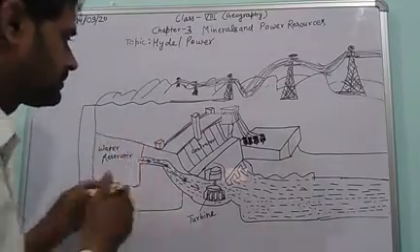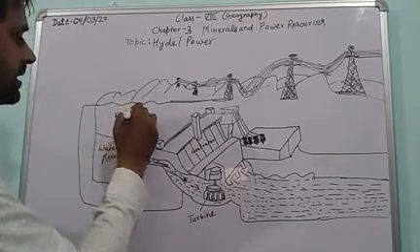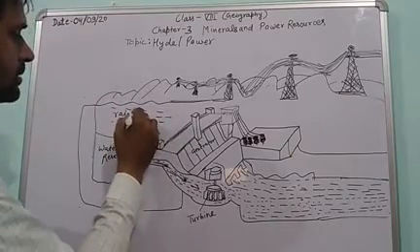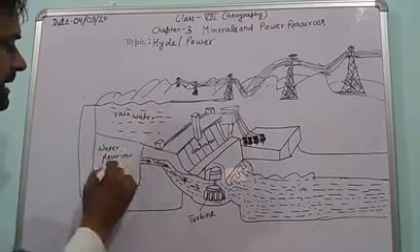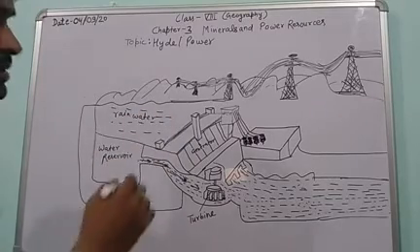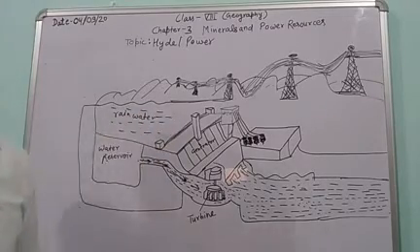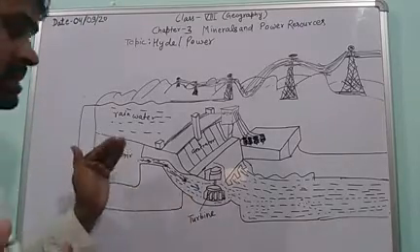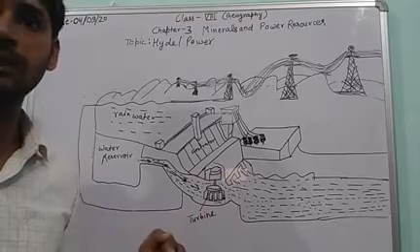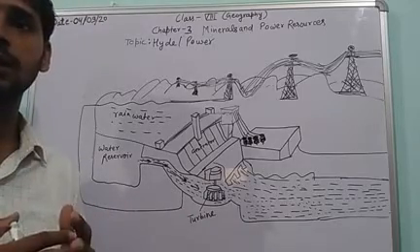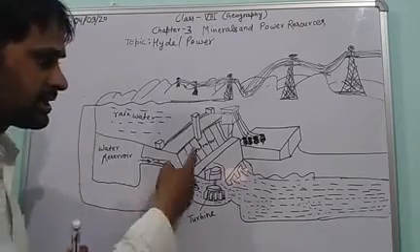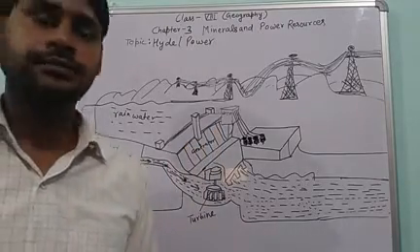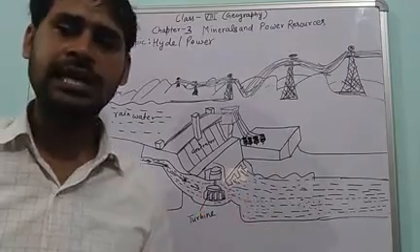Rainwater is stored here in the water reservoir, and the falling water flows through the pipes inside the dam over the turbine blades and then turns the generator. These generators are turned, and then it is used to produce electricity.